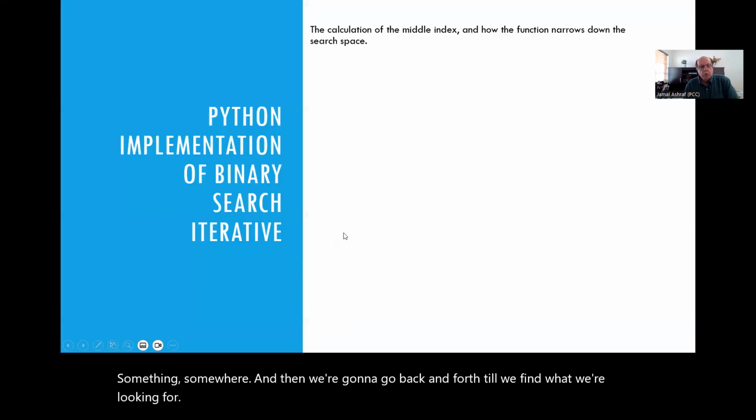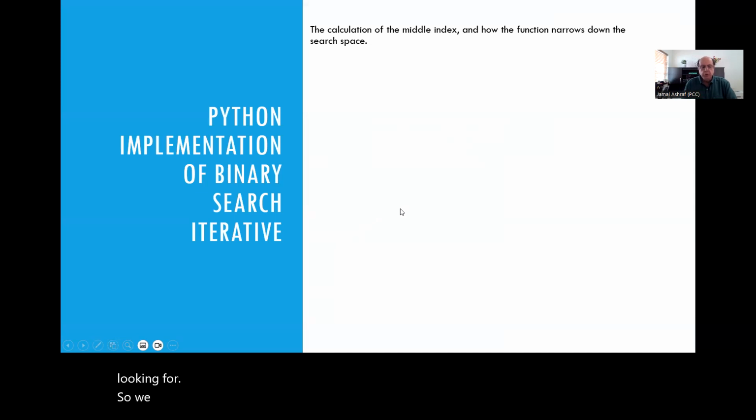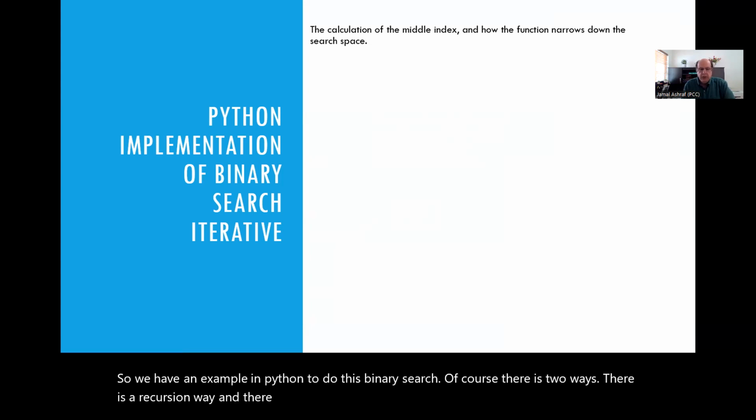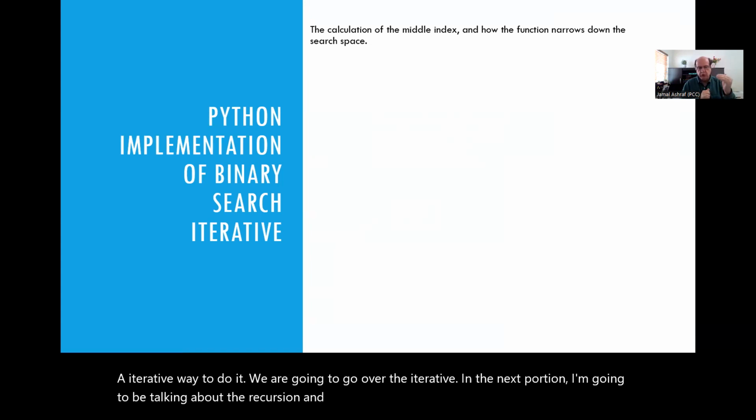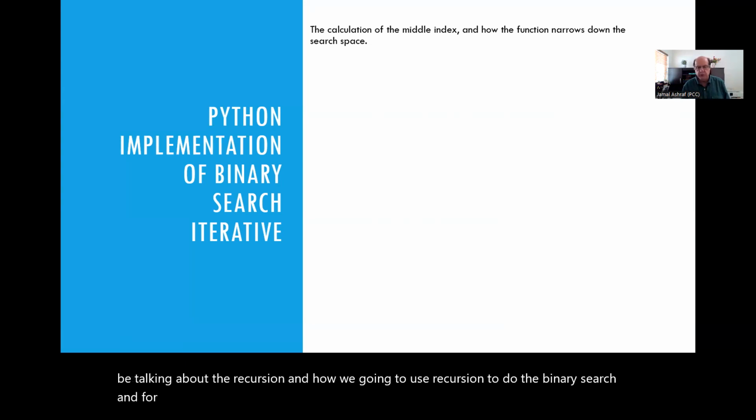So we have an example in Python to do this binary search. Of course, there are two ways: there is a recursion way, and there is an iterative way to do it. We're going to go over the iterative. In the next portion, I'm going to be talking about the recursion and how we're going to use recursion to do the binary search, and for the future algorithms and how we're going to do those.